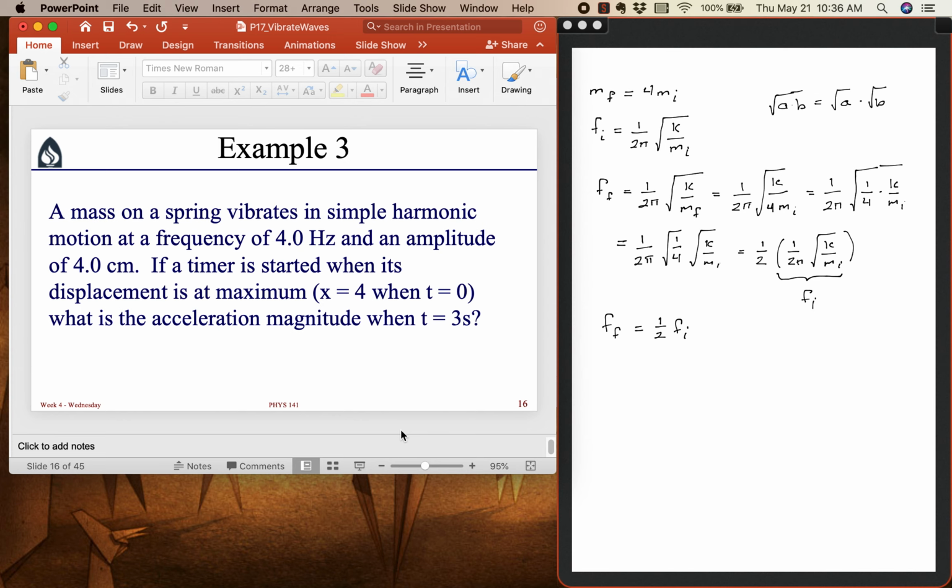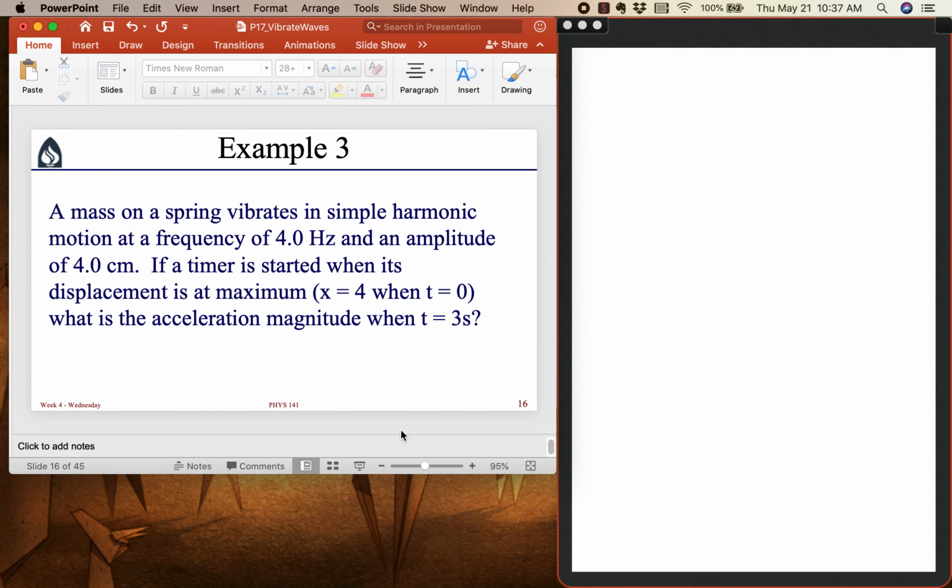So next let's look at this example problem. A mass on a spring vibrates in simple harmonic motion at a frequency of 4 Hertz and an amplitude of 4 centimeters. If a timer is started when its displacement is at maximum, so that means x equals 4 centimeters when t is equal to 0, what is the acceleration magnitude when t is equal to 3 seconds? So if I write down some of the information that I'm given, I know that we have simple harmonic motion at a frequency of 4 Hertz.